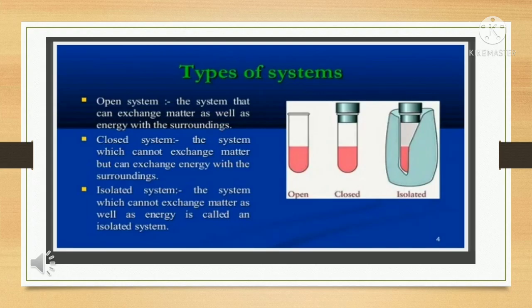An open system is one that can exchange matter as well as energy with the surrounding, and a closed system is a system which cannot exchange matter but can exchange energy with the surrounding. And the third one is an isolated system: a system which cannot exchange matter as well as energy with the surrounding is called an isolated system.